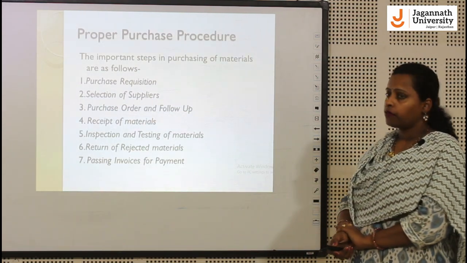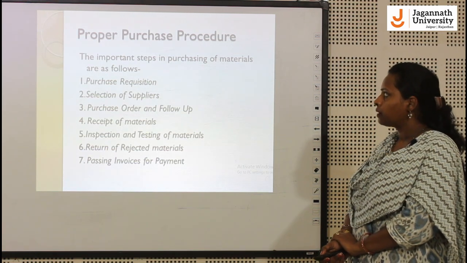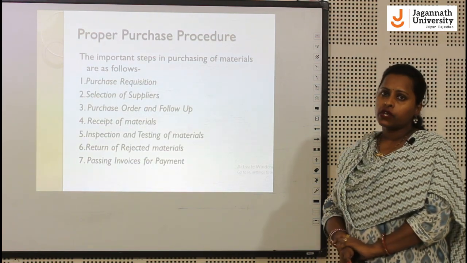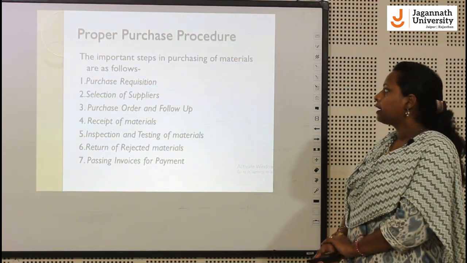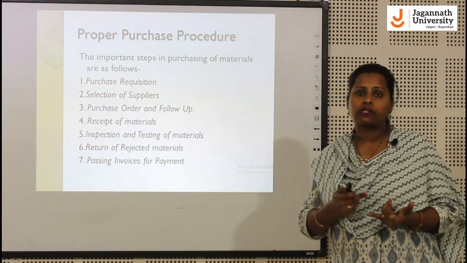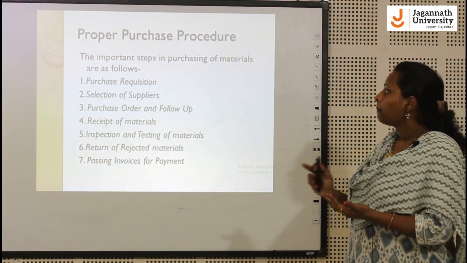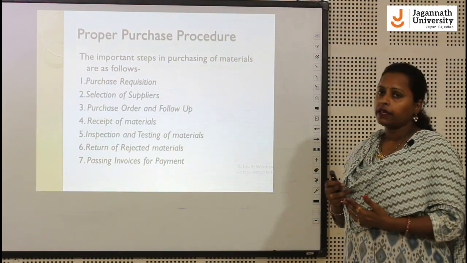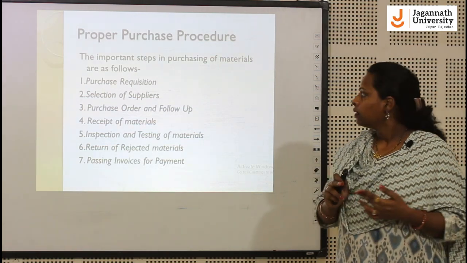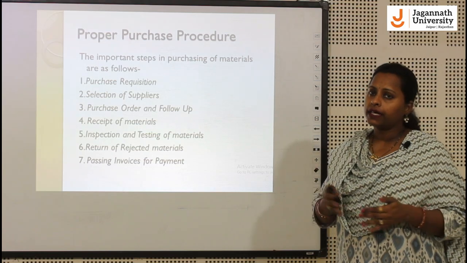Proper purchase procedure. What is the proper purchase procedure? The important steps in purchasing a material are as follows. First, you have to put the purchase requisition. Then you have to select the suppliers who are providing you the best quality raw material at the minimum price. Purchase order and follow-ups. Then you have to place the order. Then you have to take care of the follow-ups, whether the material is coming on time or not.